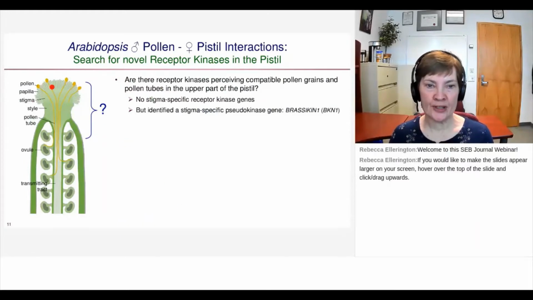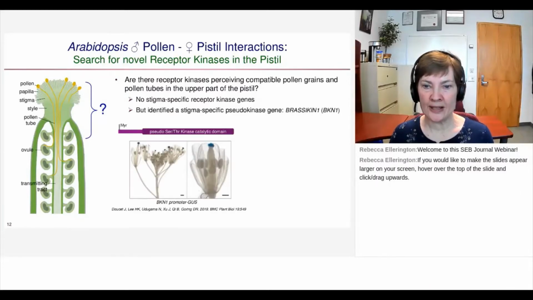Okay, as I mentioned, we don't know much about the players regulating pollen-pistil interactions in the earlier stages. So the question we asked is, are there receptor kinases perceiving compatible pollen grains and pollen tubes in the upper part of the pistil? We know that there are no stigma-specific receptor kinase genes when we look through all the transcriptome data sets, but we did identify a stigma-specific pseudokinase gene called brassicin-1. Brassicin-1 encodes a kinase domain, but it's called a pseudokinase because it lacks the catalytic residues that would allow it to phosphorylate substrates or itself.